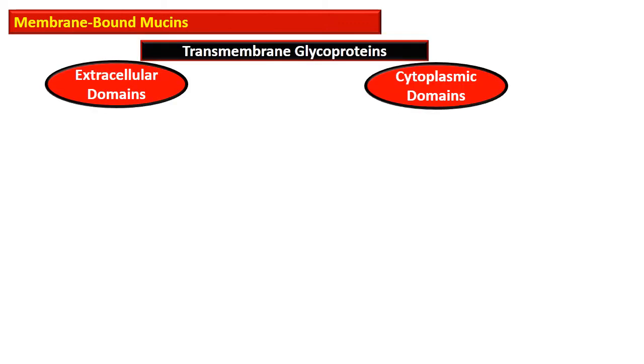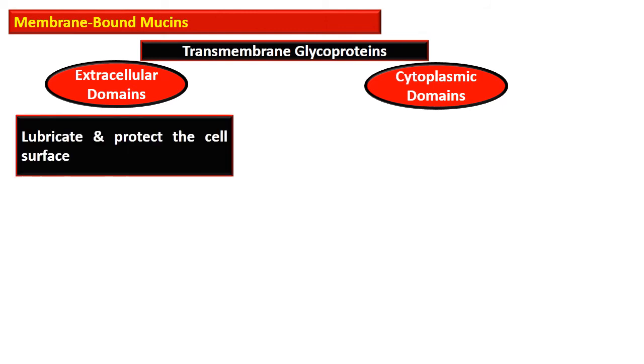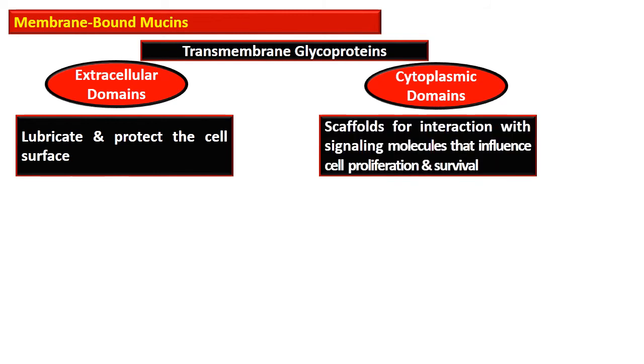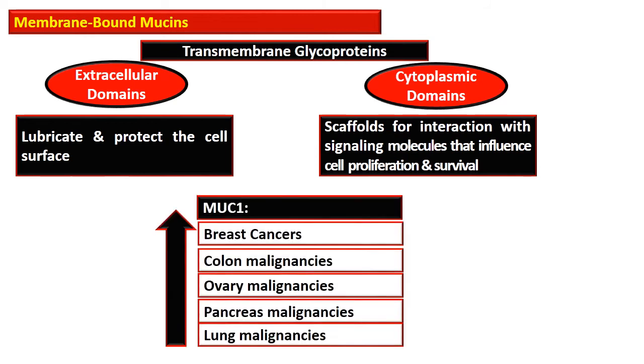Earlier, it was considered that the mucins are glycoproteins that separate the extracellular and intracellular environment, but now it is well understood that these are a family of transmembrane glycoproteins that have extracellular and cytoplasmic domains. The extracellular domain lubricates and protects the cell surface, while the cytoplasmic domain provides a scaffold for the interaction with signaling molecules that influence cell proliferation and survival.